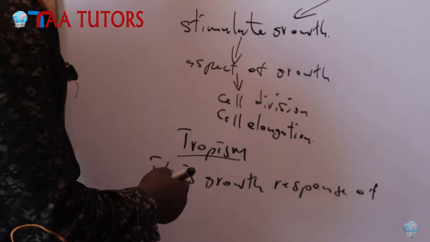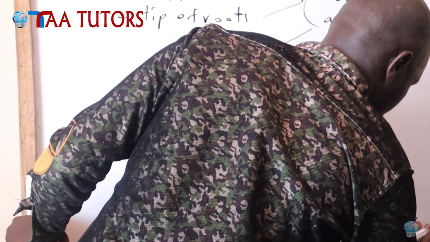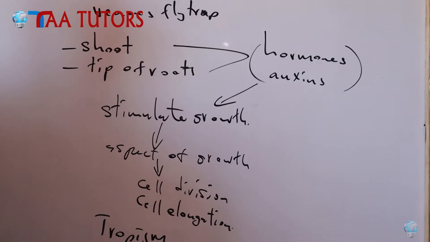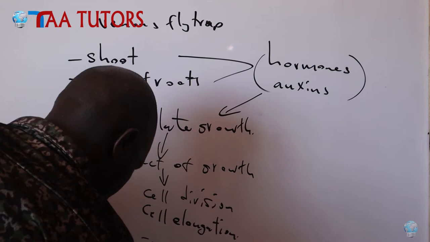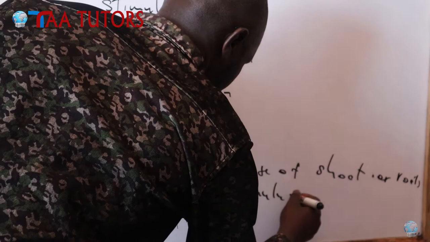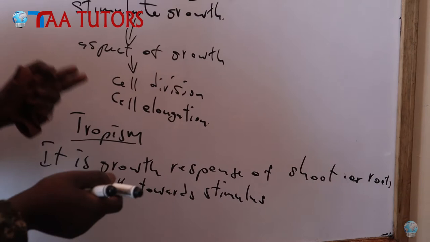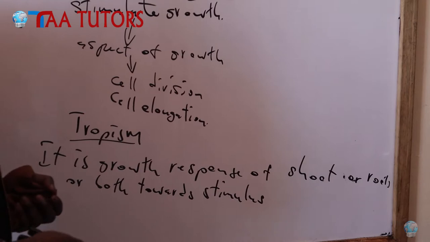Of the shoot or roots, or both of them, which normally grow towards a stimulus. So this is what tropism is all about. We want to see how the roots and the shoot grow in response to the stimulus that is there in the environment. That is what we want to dwell on, and that is what we are calling tropism.